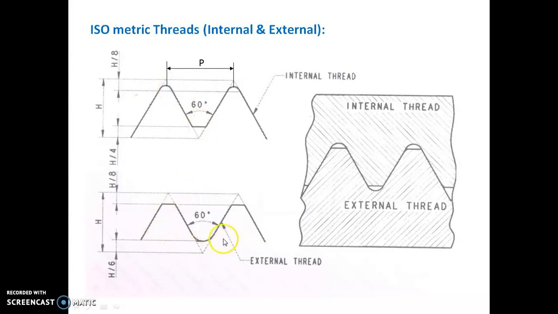If you come to the external threads, again you will be given the pitch value from here to here. You have to take the angle 60 as a standard. You have to get this V. On this side we have to get the arc which touches this offset line, and here we have to get the flat. So where we get the curve here, there we have to get the flat for the external threads. So these are the isometric threads, internal and external.